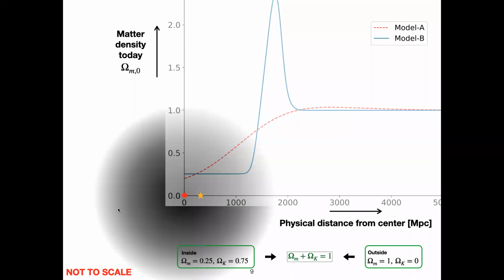And the condition of all the constituents summing to 1 still remains valid. Also inside the void, omega m is approximately equal to 0.25, and omega k, which is the curvature density parameter, is approximately equal to 0.75, which is the remaining part here. And outside, there is only one constituent called matter, which sums up to 1, and omega k is 0.